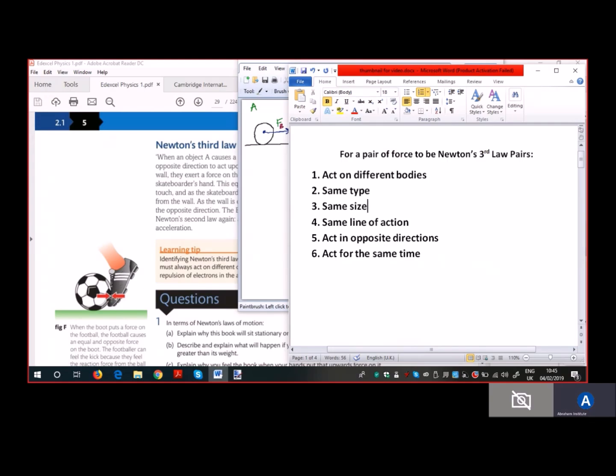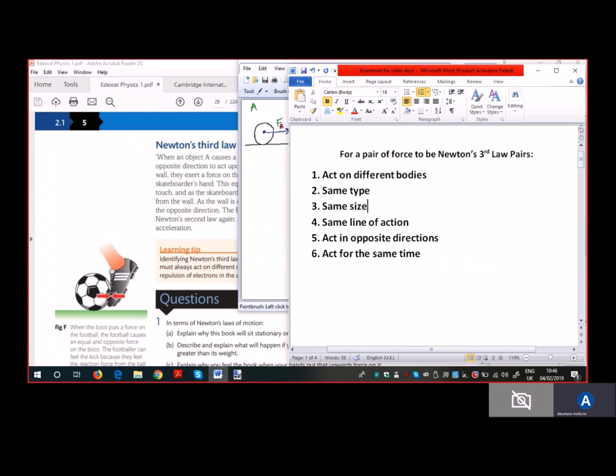Now even here, this is also a Newton's third law pair. When the boy kicks the ball, the contact force exerted. First we'll examine each one of these. How do we identify whether it's a Newton's third law pair? If it meets these 6 criteria. The first thing is the two forces have to act on different bodies. You can see this is the force exerted by the shoe on the ball.